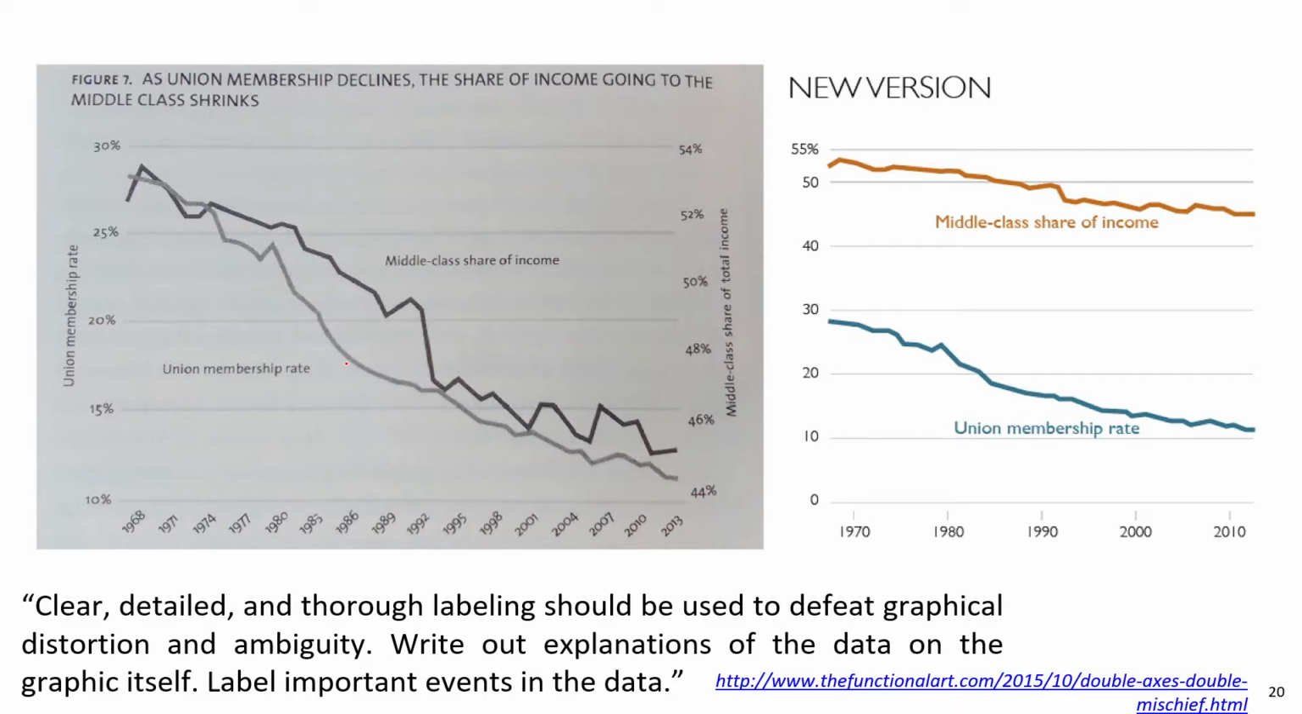Here's the union membership rate. Here's the middle class share of income. They look like they're tightly correlated. Here's the union membership. Here's the middle class share of the income. Income is not decreasing remotely as much as union membership, but it looks like it's extraordinarily tightly correlated. Why? Because they changed the axes to lie to you.